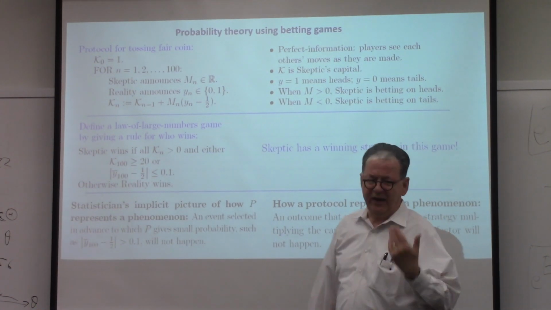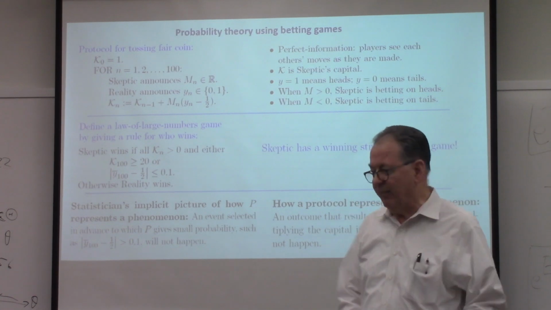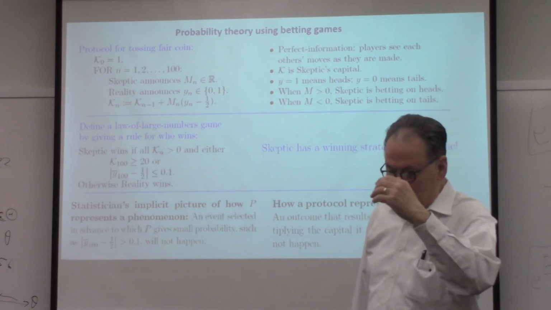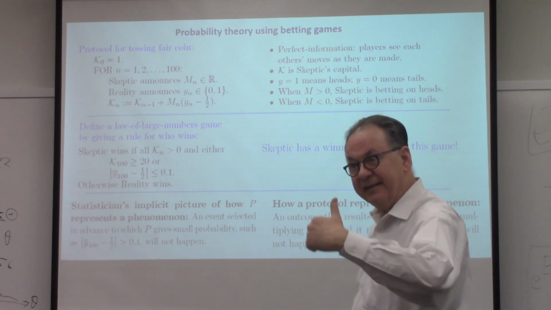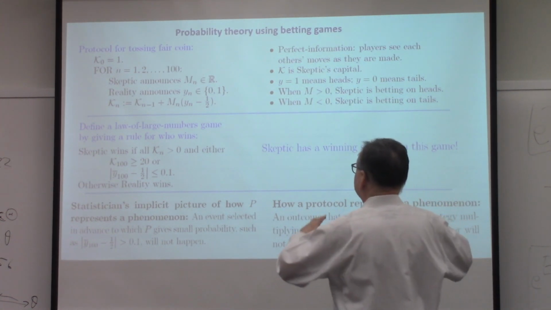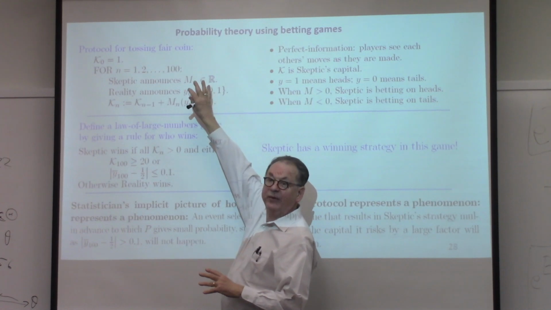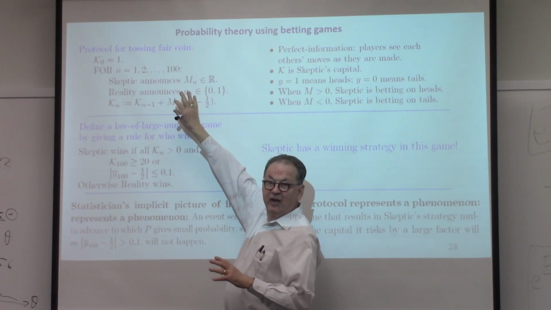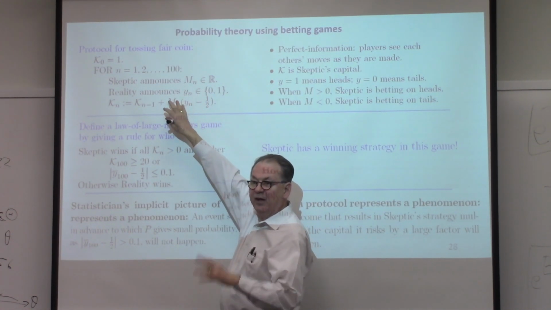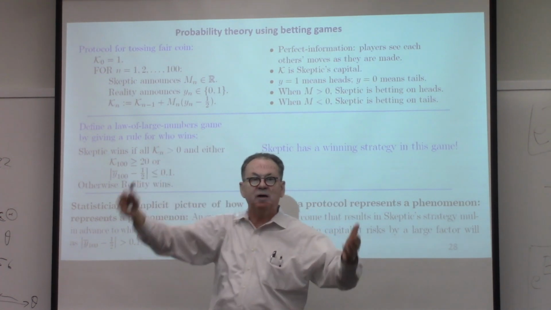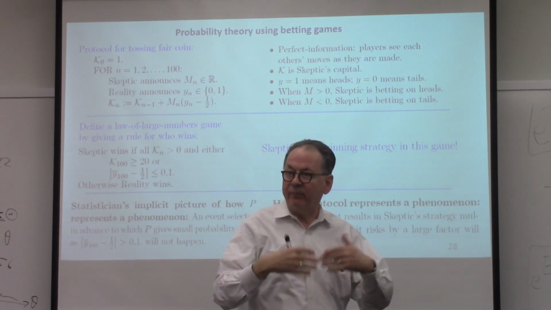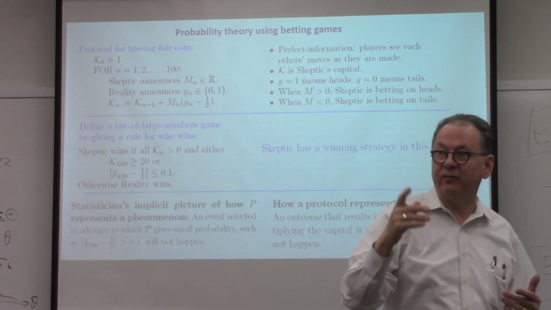I'm trying to talk too fast and say too many different things. But my point is that you can have an idea that a probability distribution represents a phenomenon. When you translate that into betting terms, what you're saying is that it's the protocol that represents the phenomenon. And so we say this protocol represents a phenomenon if the player skeptic cannot make a lot of money in that protocol, cannot multiply his capital by a large factor.